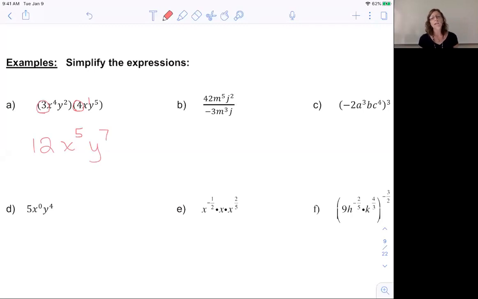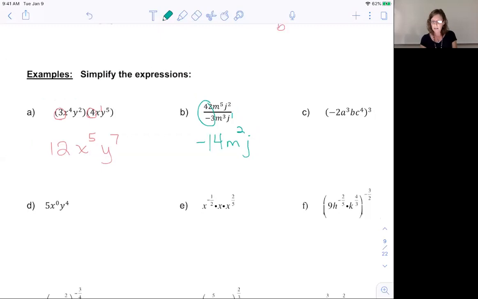So letter B, Peter, what will we do here with letter B? We've got a division. So you divide the 42 by the -3, and that'd give you -14. And then for the m, it'd be 5 minus 3, so it's m to the 2nd. And then for the j, it'd be 2 minus 1, so it'd just leave you with 1j. Right. So multiplying, you're multiplying the like pieces, dividing, or a quotient here, you're dividing those like pieces, and the exponents get subtracted with that division property.